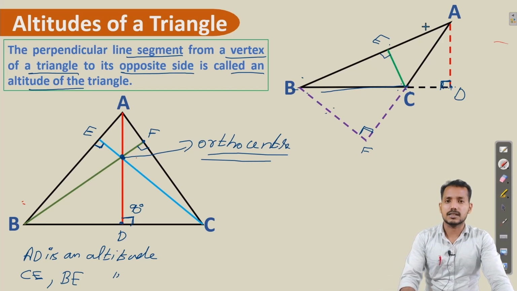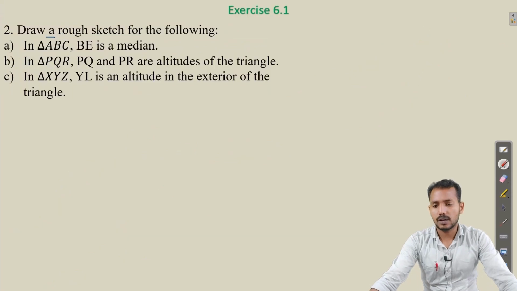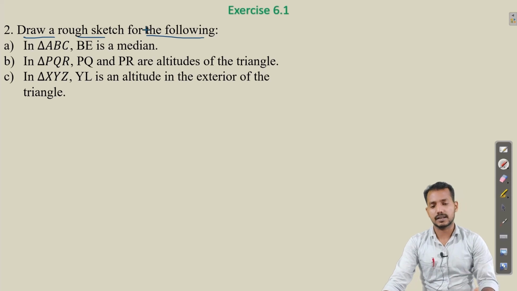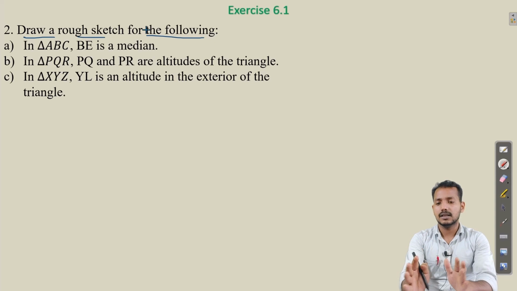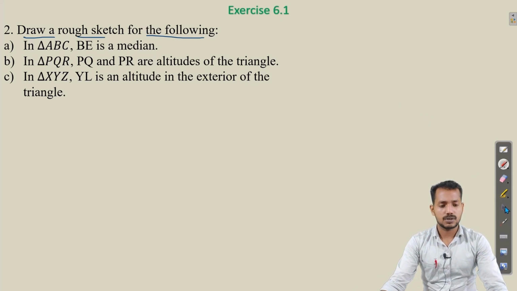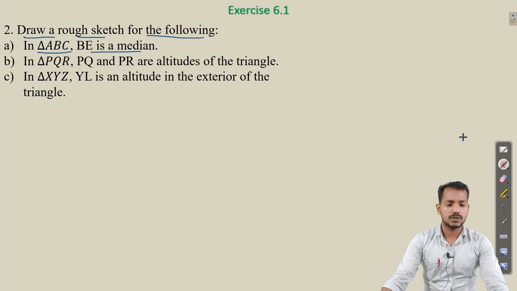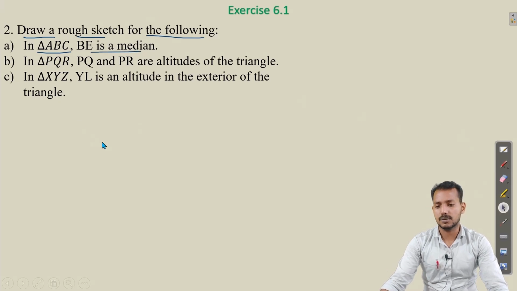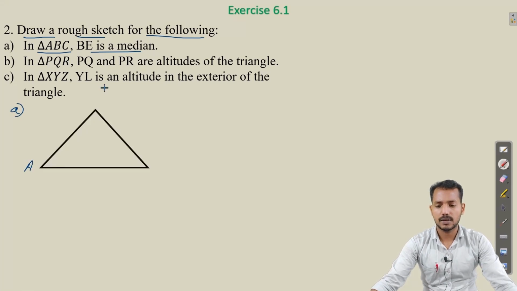Okay, now let's discuss some questions from exercise 6.1. Question number 2. Draw a rough sketch for the following. That means you don't need to take the protractor or measure the angle, just a rough sketch. It should look like the given condition. First question is, in triangle ABC, BE is a median. So first we have to draw a triangle ABC. Alright. So for question A, draw a triangle ABC. So mark the vertices as A, B and C.